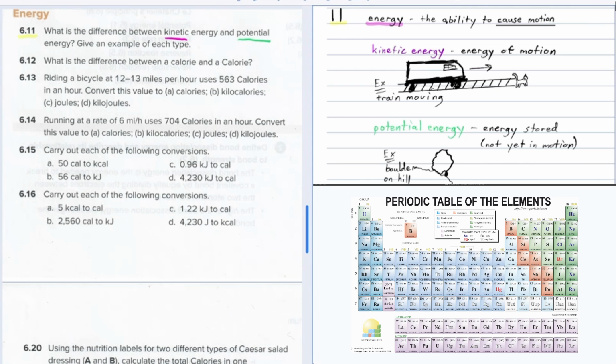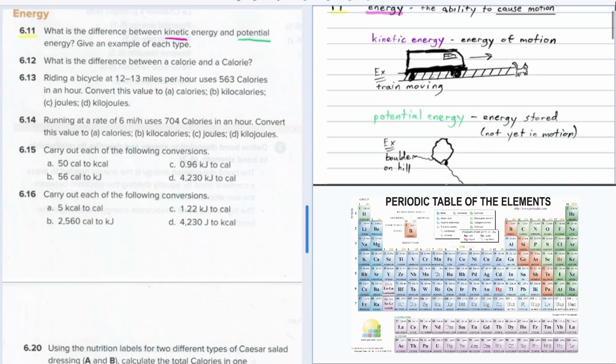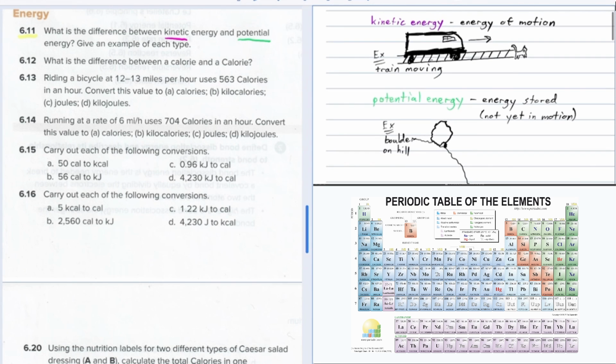If an object is not moving, it can still have energy, and the other type of energy is called potential energy. And this type is usually the result of the position of an object. It's stored energy. So objects can possess potential energy even though they're not yet in motion. An example would be a boulder on a hill.